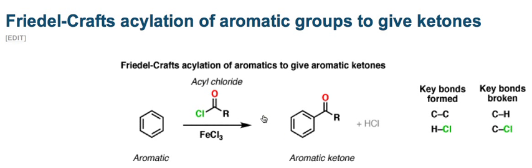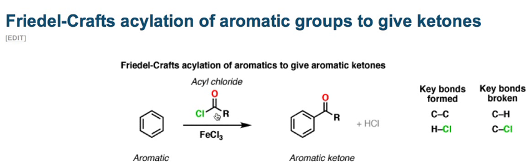Okay, so starting with the Friedel-Crafts acylation reaction, we're always starting with an aromatic group, so benzene or a related derivative, and we're going to add to this an acyl halide, or you might be more familiar with acid halide. In this case, we have an acyl chloride. So notice we've got a carbon-oxygen double bond attached to a chlorine. This is called the acyl group when we have R-C double bond O.